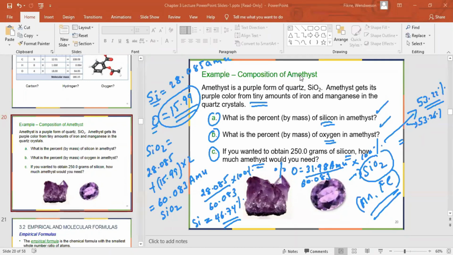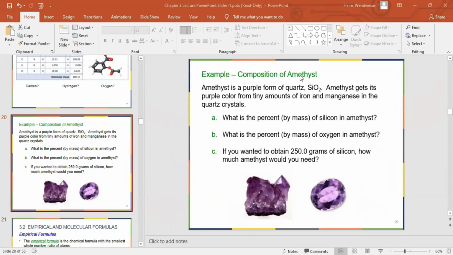We still have one more question left. If you wanted to obtain 250.0 grams of silicon, how much amethyst would you need? How would we solve this problem? This is the part I always forget because we have to convert. Wouldn't you take the 15.999 plus 28, it was 60.083? Yes, so you take this 60.083 and divide that by the 250 grams.